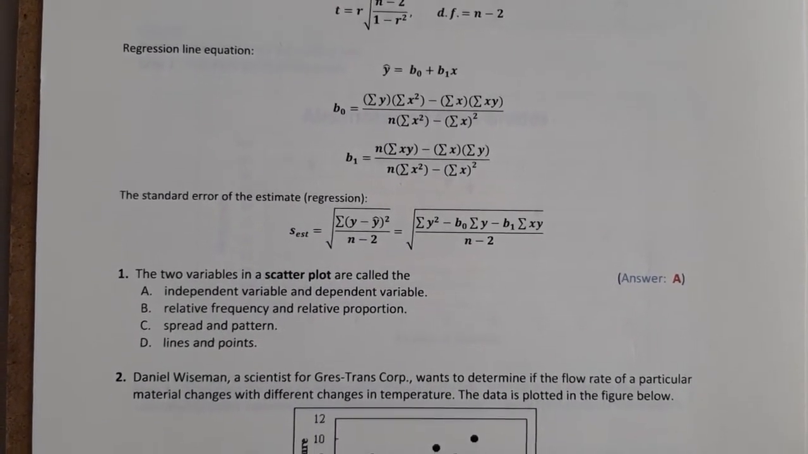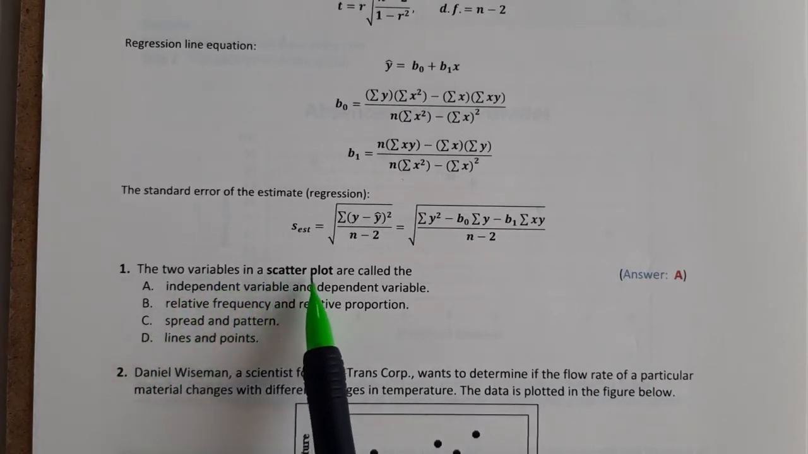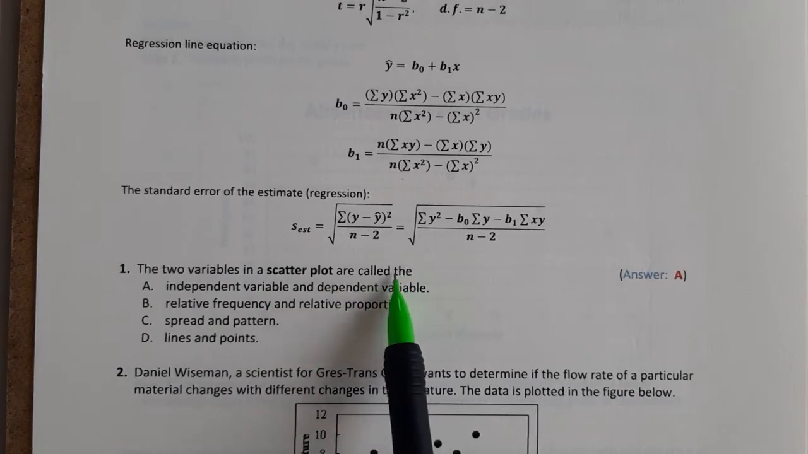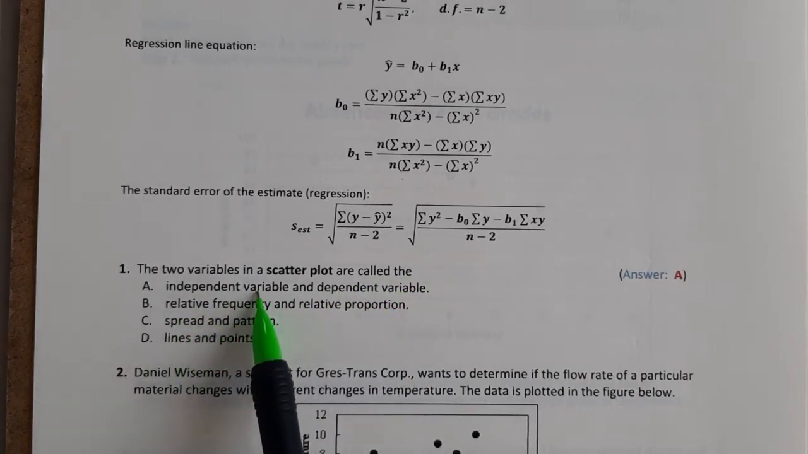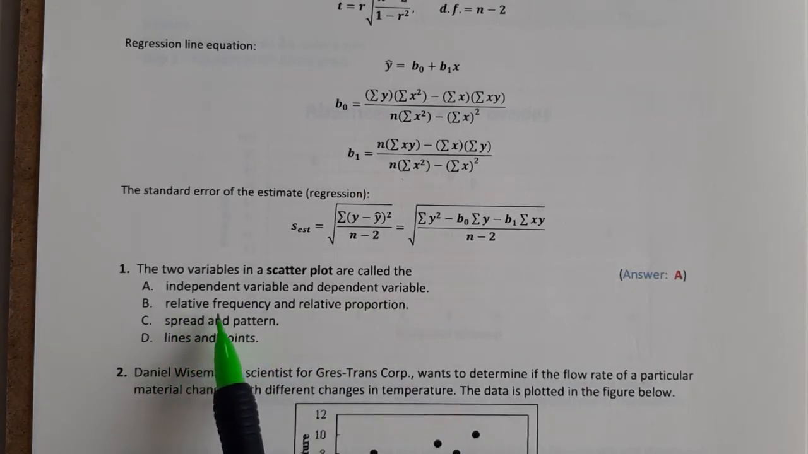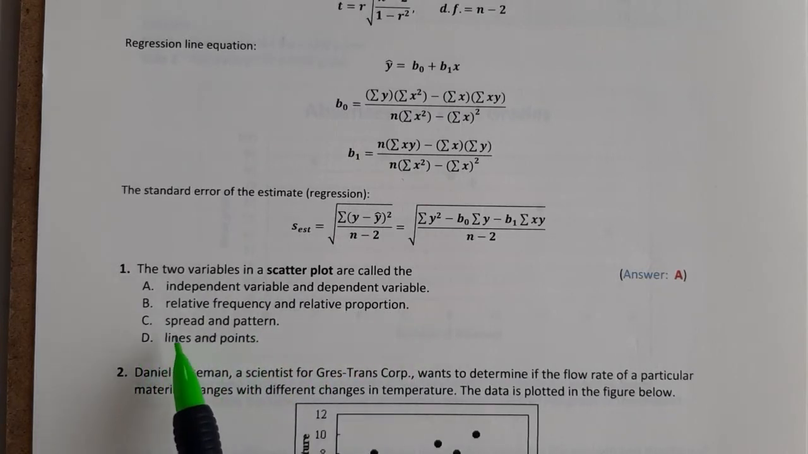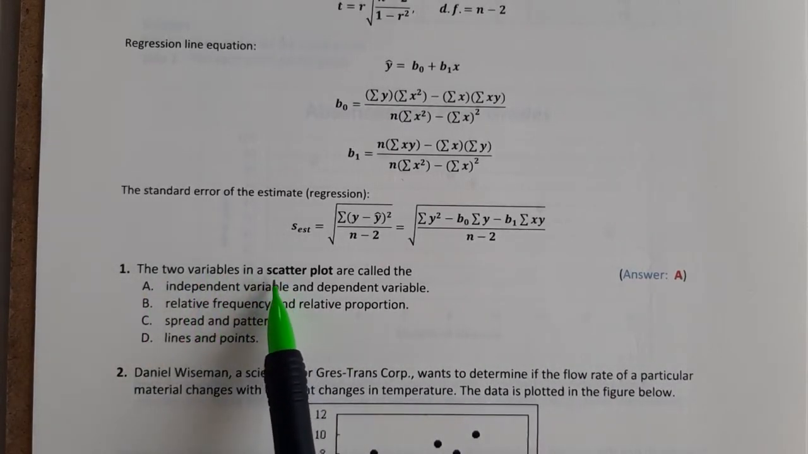First question, example. The two variables in a scatter plot are called: A, independent variable and dependent variable; B, relative frequency and relative proportion; C, spread and pattern; D, lines and points. The answer is A.